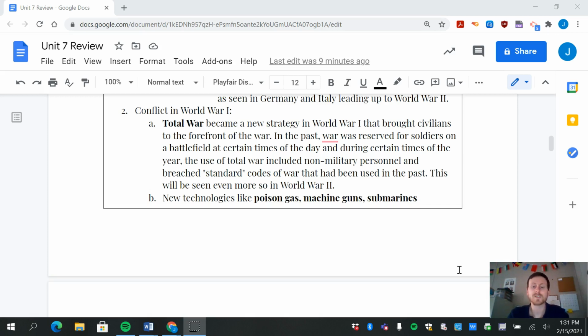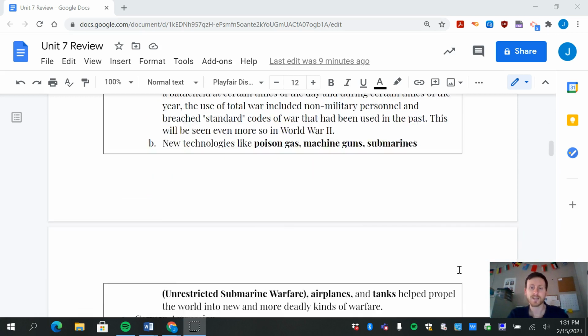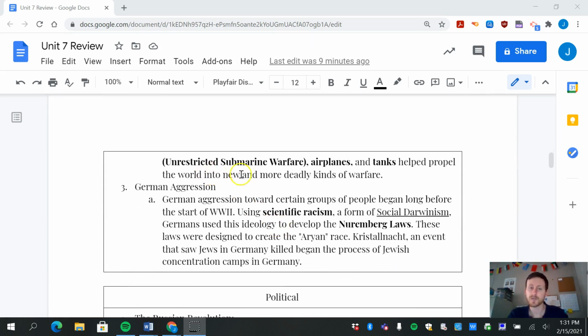So, for example, we start to see poison gas, machine guns, submarines, and in particular, we start to see Germany practice something called unrestricted submarine warfare, which led to the sinking of one of the famous ships called the Lusitania, which had many civilians on it. We start to see that even propaganda takes a shaping role in how people are thinking about war, how they're contributing to the war effort overall.